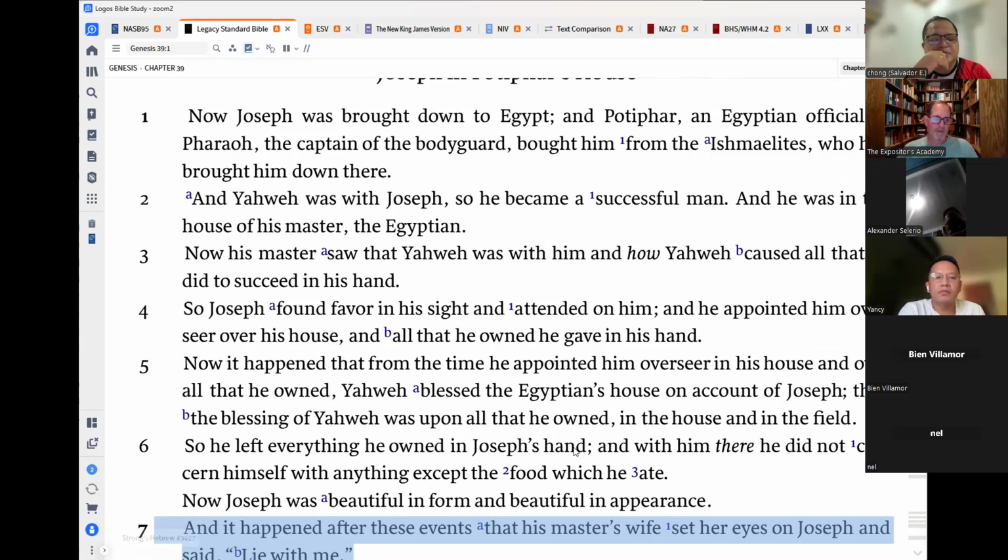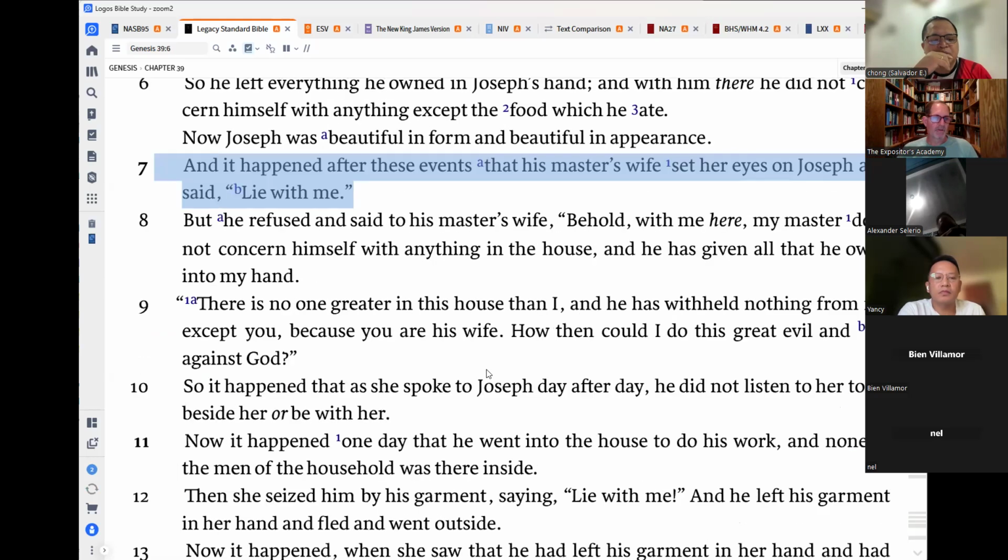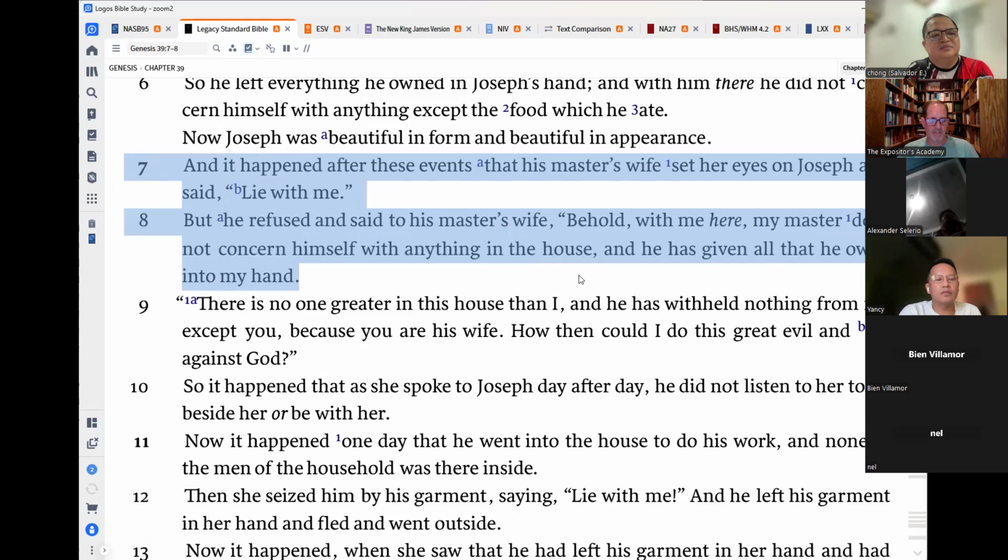Okay. And so now in verse 7, Moses, the author, focuses in on the last days, at the end of Joseph's time there, and what happened. So where do you think this scene, which begins in verse 7, where does there seem to be a shift to the next scene, a new situation?